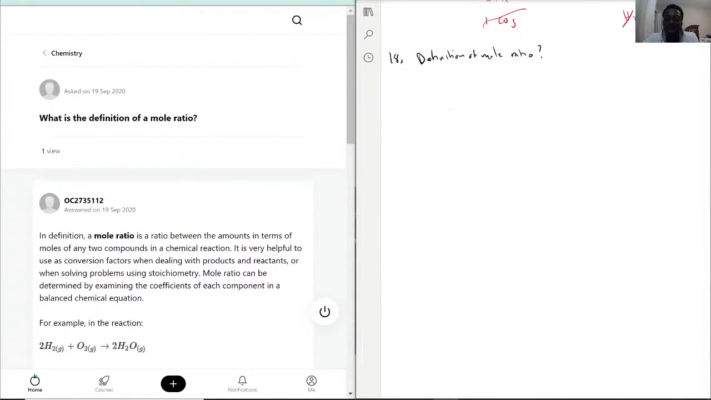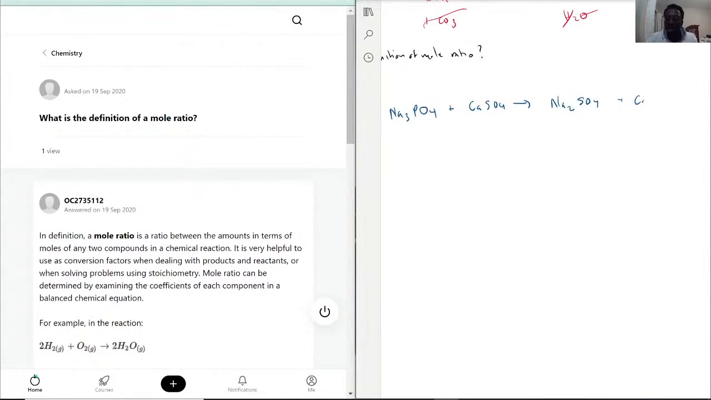let's try sodium phosphate, Na3PO4, plus CaSO4. Like that turns into, and it's just theoretical, but it turns into now Na2SO4 plus Ca, so calcium, 3PO4 2, because, okay, that's just going to be a theoretical thing.